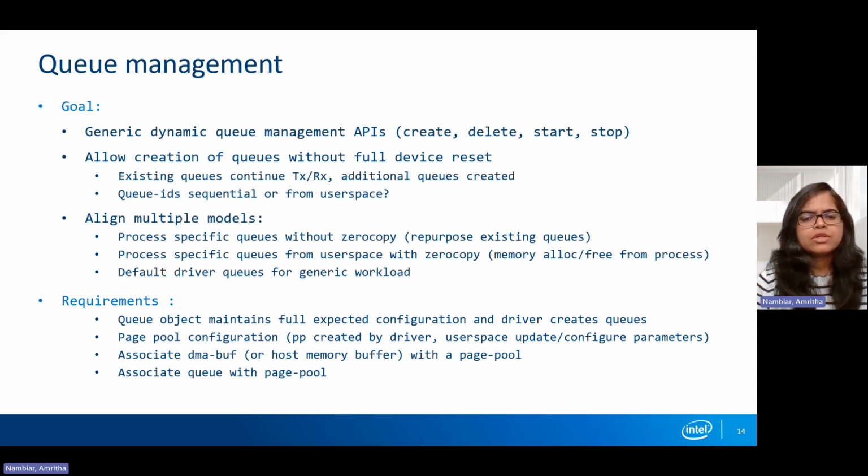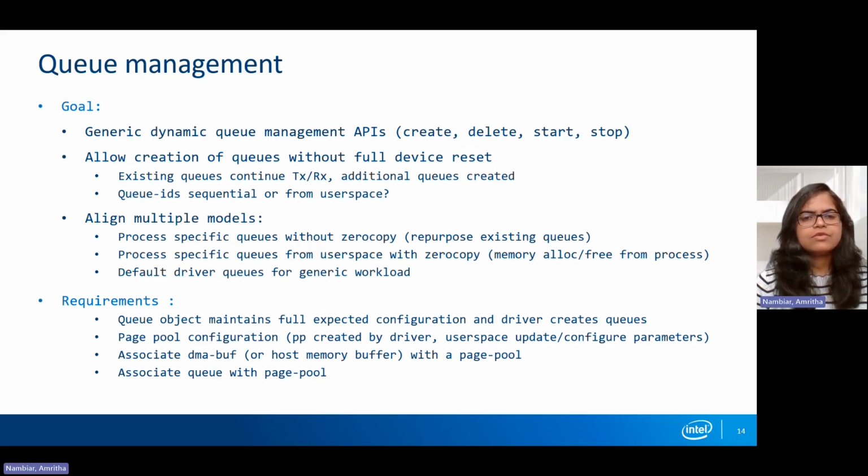So this should allow creation of queues without a full device reset. And there are some semantics here that need to be figured out, like are the QIDs sequential, or are the QIDs provided from the user space? Are holes supported in the QIDs, etc. So at the end, we should be able to support creating additional queues, but then the existing queues should continue to transmit and receive.